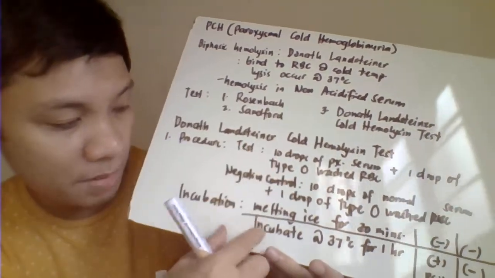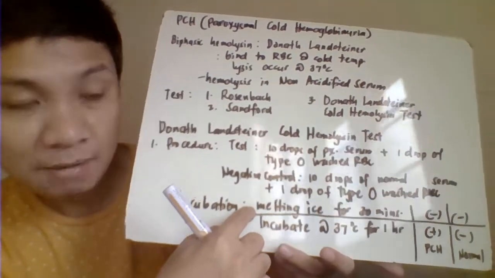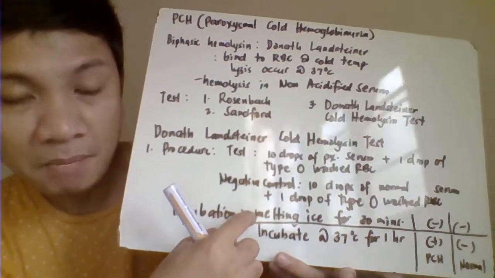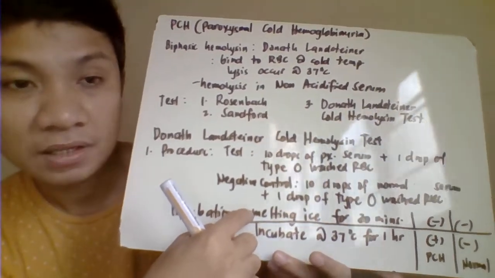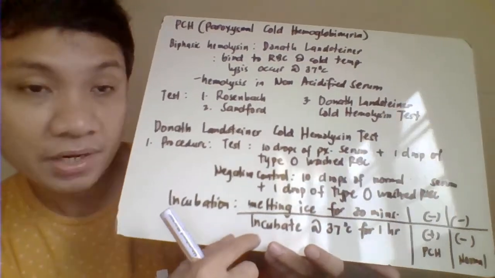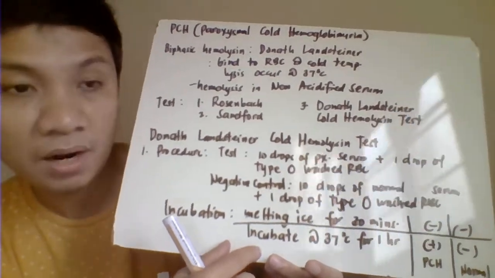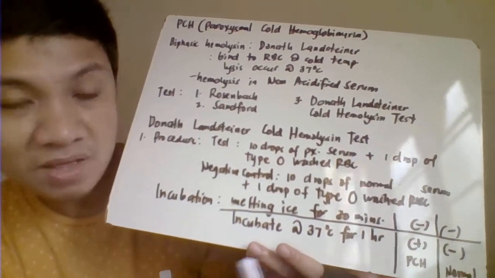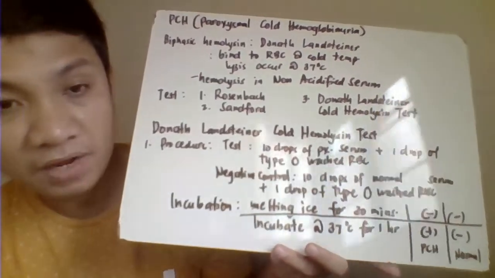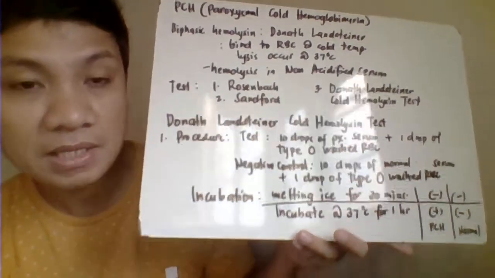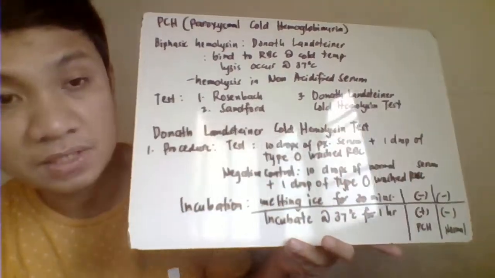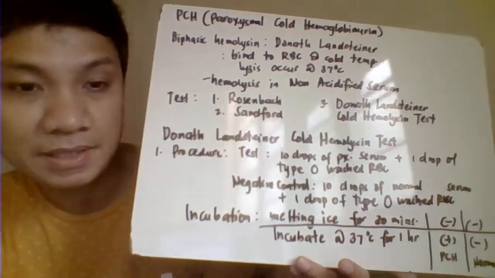Both of these, incubate at a temperature of 1 degree in melting ice, that would allow you to facilitate this at a cold temperature. Remember that at cold temperature, your Donath-Landsteiner antibody tends to bind the red blood cells. And then after that, incubate at 37 for 1 hour. So this is the result we expect. If the patient has PCH, if you incubate at cold temperature, it will give a negative result, but after incubating at 37 degrees, it will give a positive result. Of course, for normal, it is negative. Okay, so that's it for our PCH. Thank you.